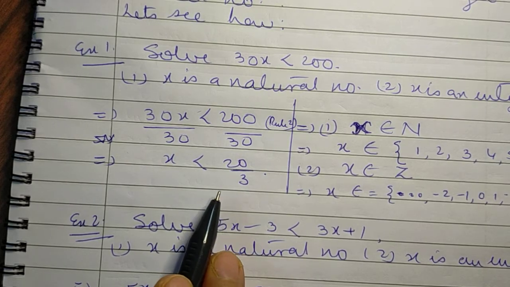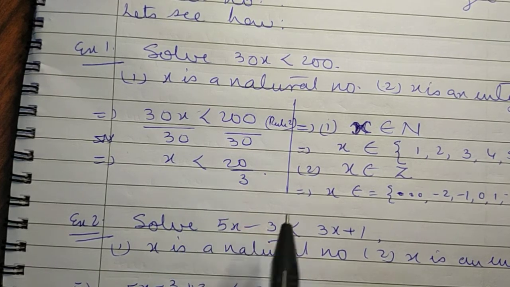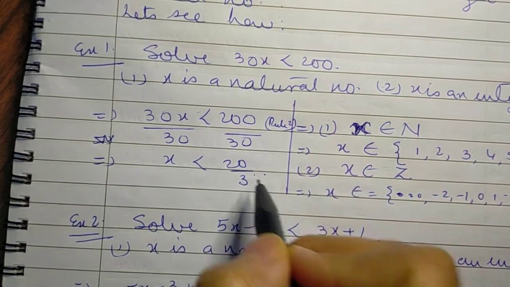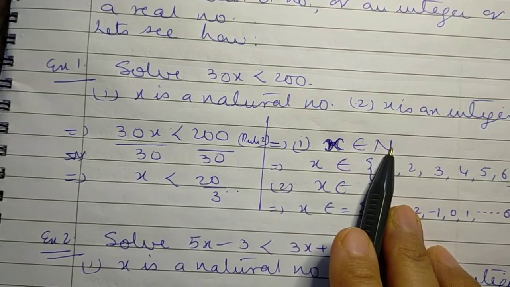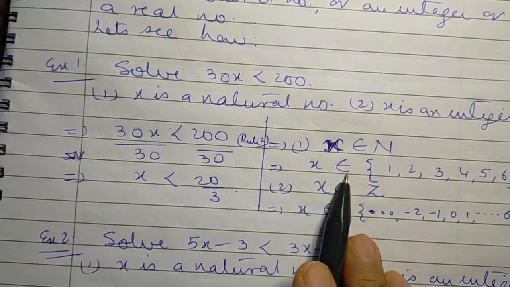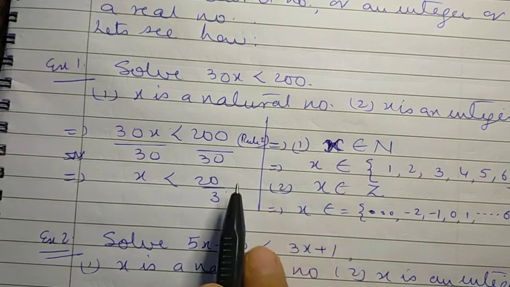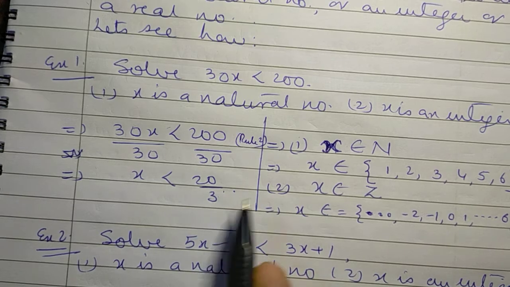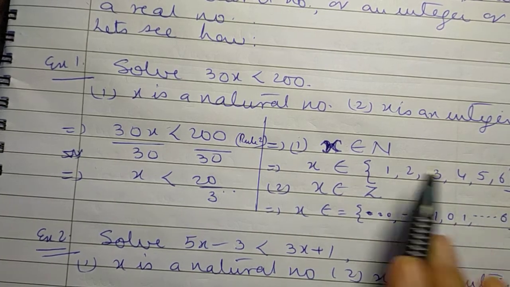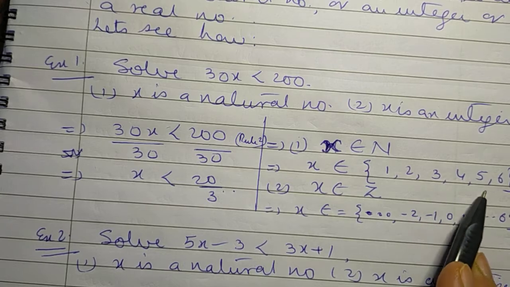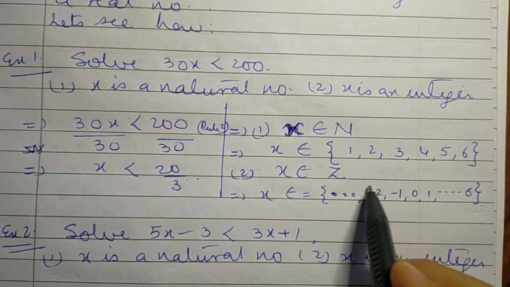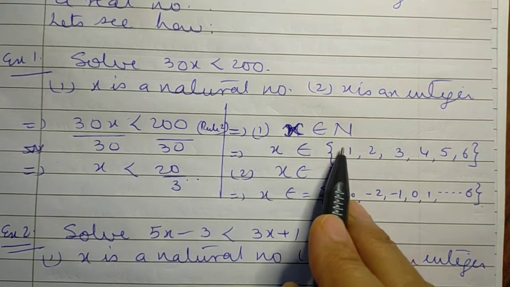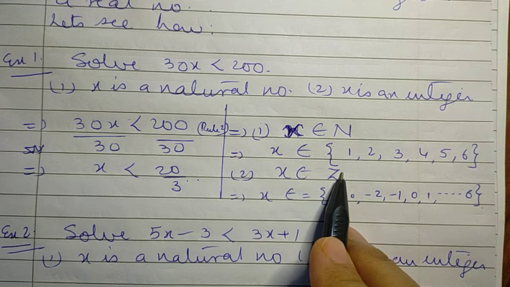Now all numbers which are less than 20/3, which is slightly more than 6. And so when x is a natural number, the solution x could be 1. All natural numbers less than 20/3 can be from 1 to 6. So 1, 2, 3, 4, 5, 6 are the 6 possible solutions. So we get a solution set in this case rather than a single solution.